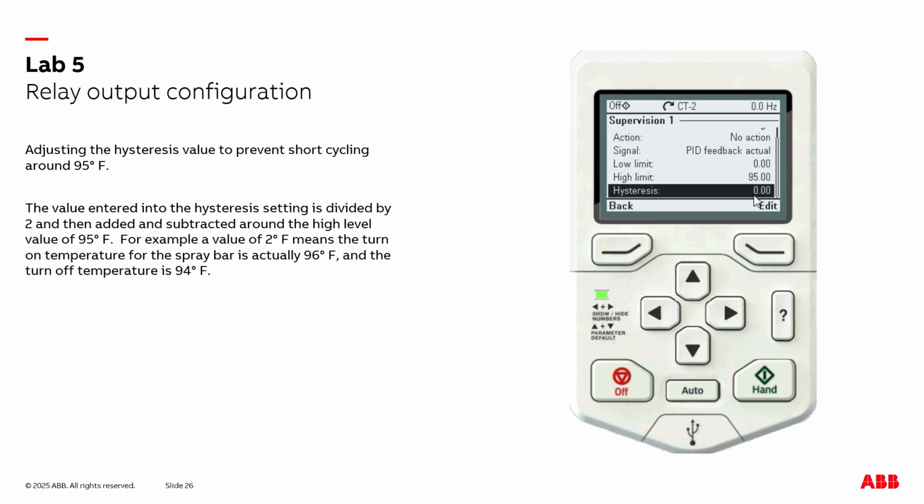The way the hysteresis works is the value you enter here is divided by 2, and then that value is added to, in this case, the high limit, and also subtracted from the high limit. So for example, if I put a hysteresis in here of 2.00, I now have the spray pump turning on at 96 degrees Fahrenheit and turning off at 94 degrees Fahrenheit. So this is just something to think about when you work with supervisories: entering a hysteresis to create a dead band around the actual turn on and turn off to prevent short cycling of the application.